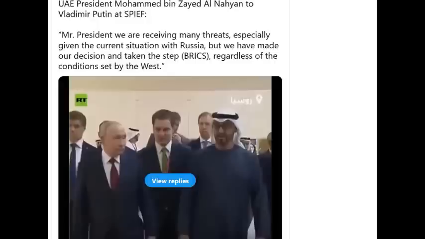And let me put it this way, the United Arab Emirates are one of the largest recipients of Russian military technology. And so when you look at this, you understand that the only thing the United States and NATO can do now is to threaten everybody.